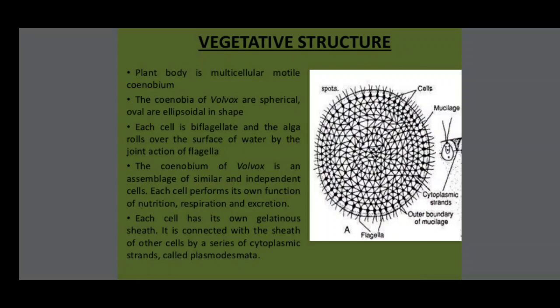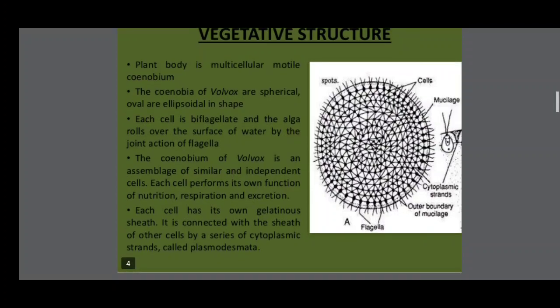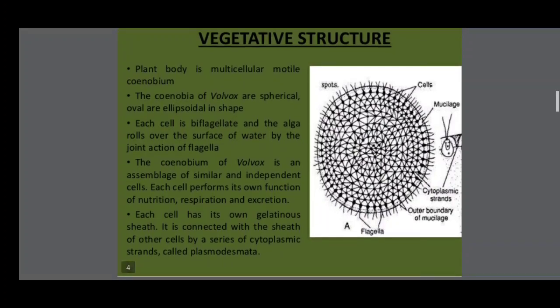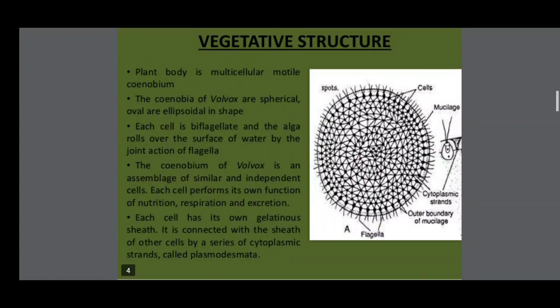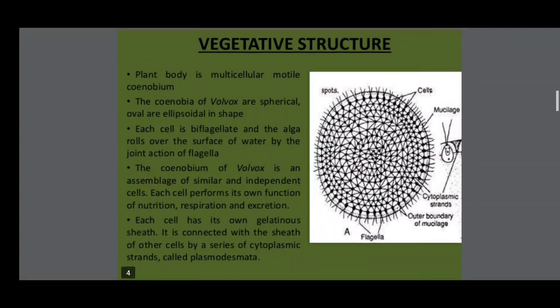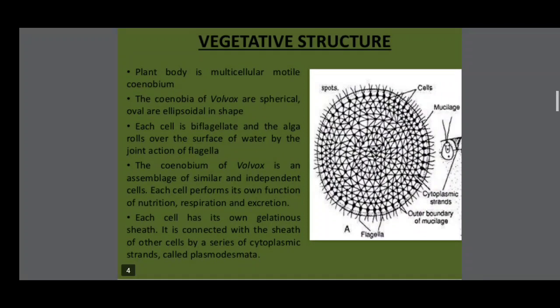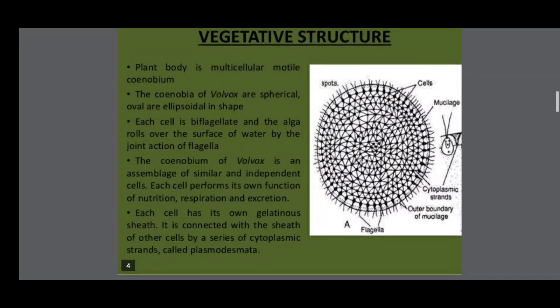Each cell is biflagellate, and the alga rolls over the surface of water by the joint action of flagella. So one thing to know: in this Volvox coenobium, every cell possesses two flagella. The combined action of all the cells' flagella moves it from one area to another. So we call it a motile coenobium due to the flagella.